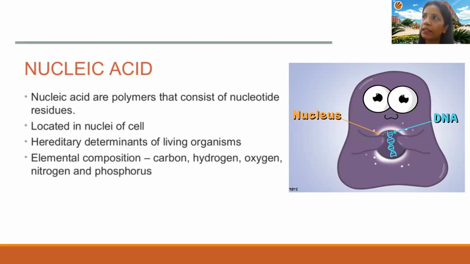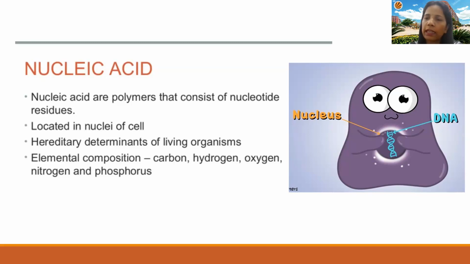Why is it called a hereditary determinant? Because the way any DNA is encoded, the way any nucleic acid is encoded, it decides how that organism will be, whether in terms of its look, its behavior, or whatever it produces. Everything is dependent on the encoding of that particular nucleic acid.